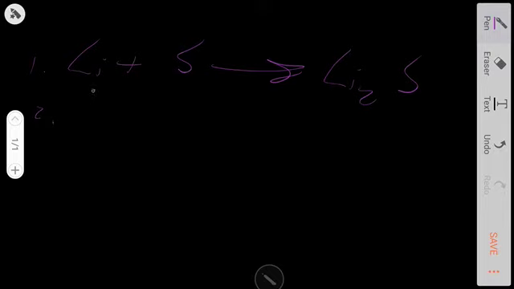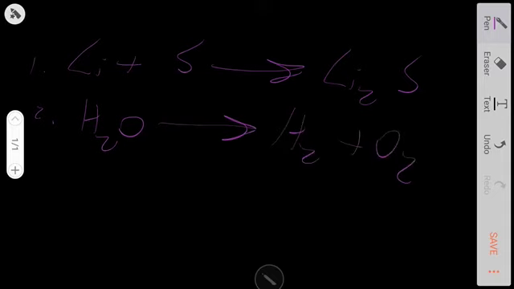Okay, another example that we have would be if I had H2O going to H2 plus O2. Okay, another example would be... I'm trying to find some good examples for you guys other than the ones that we've just looked at.